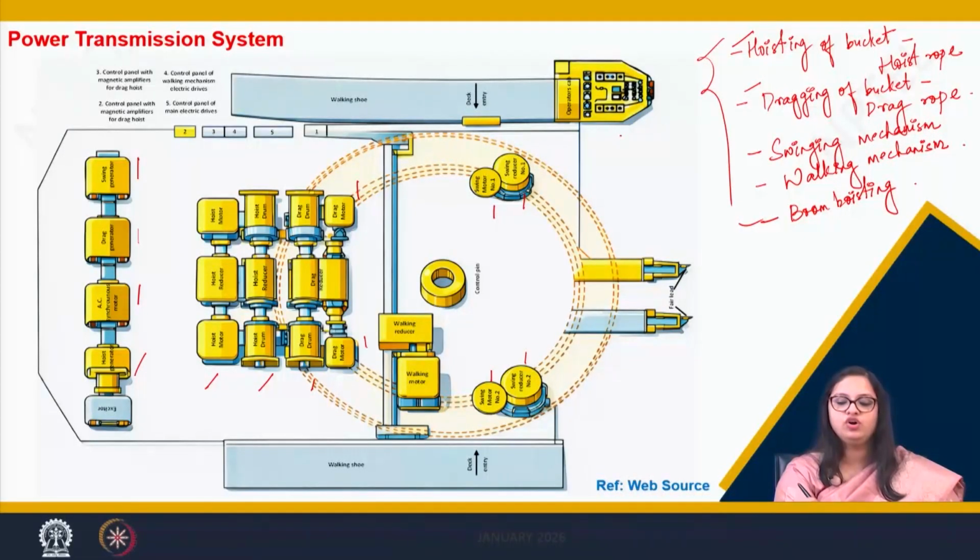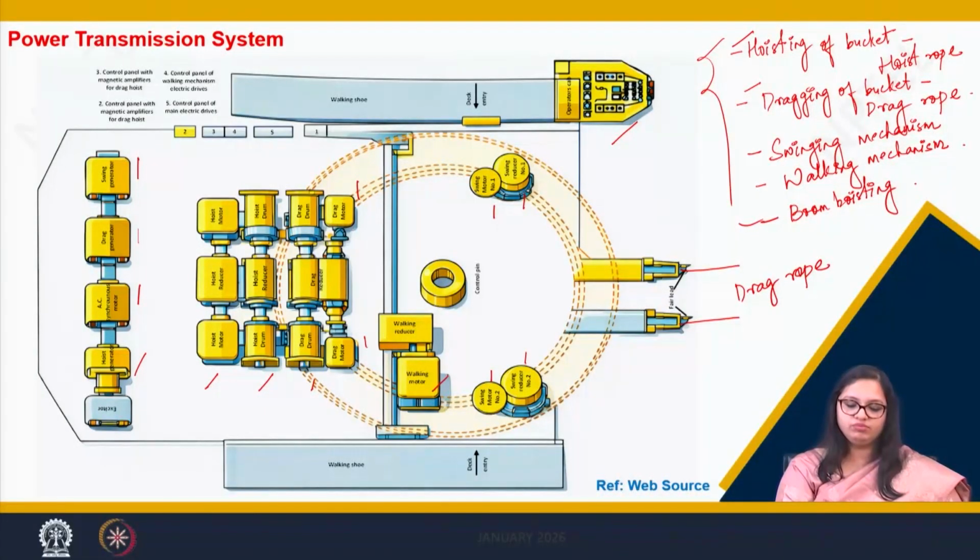Now, here is the operator's cabin who can look at the operation that is happening on the field and can operate the drag rope that passes through these fair leads. As I was discussing, these are the two slots, the guided paths through which the drag rope is stabilized or handled. Then comes the walking motor or the walking mechanism.